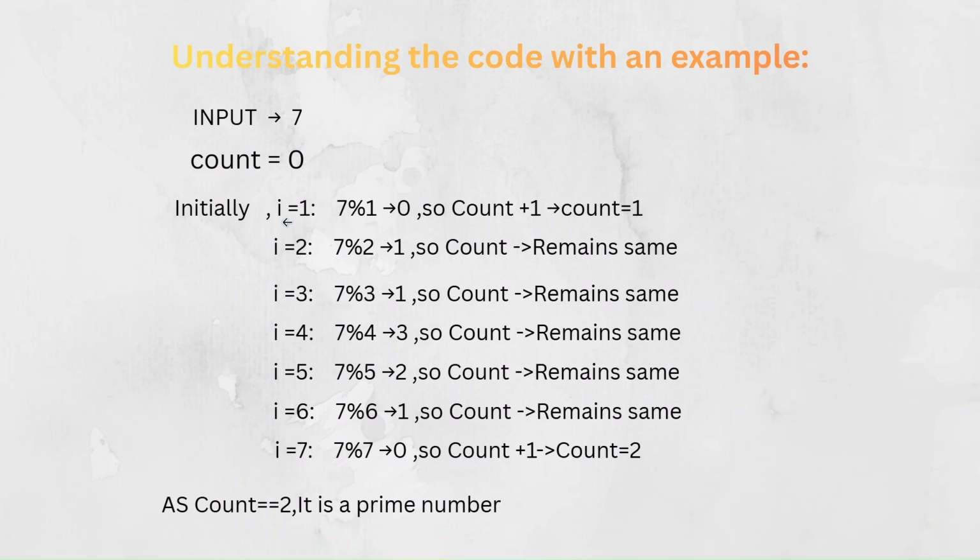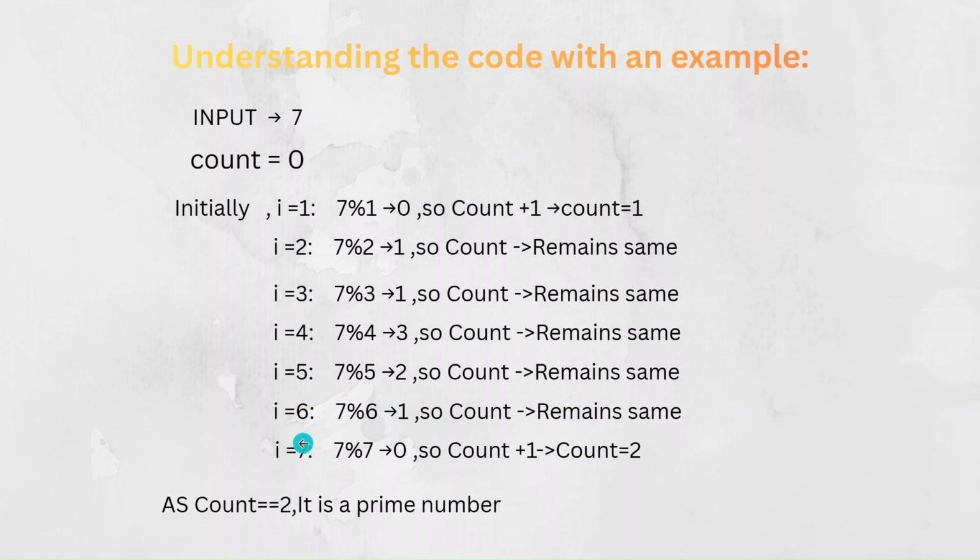So we'll see what happens in the for loop. When i equals 1, n mod i means 7 mod 1 is 0, so the count increases by 1. So the count is 1. When i equals 2, 7 mod 2 is 1, so the count remains the same. When i equals 3, 7 mod 3 is also 1, so the count remains the same. When i equals 4, 7 mod 4 is also not equal to 0, so the count still remains the same. It remains the same till 6.